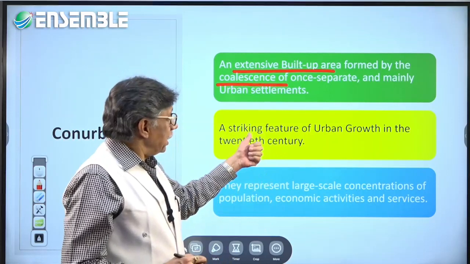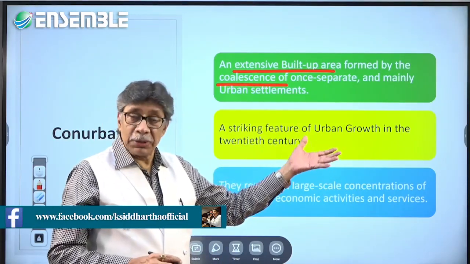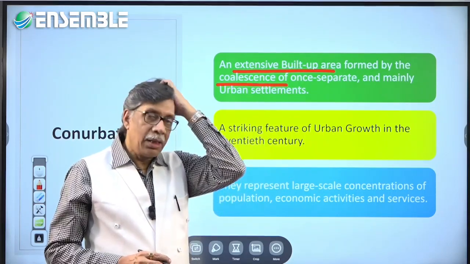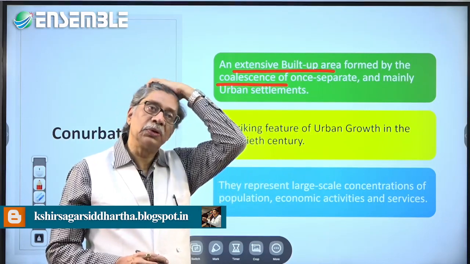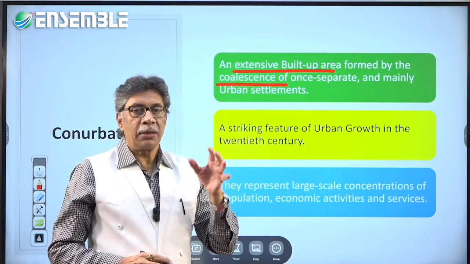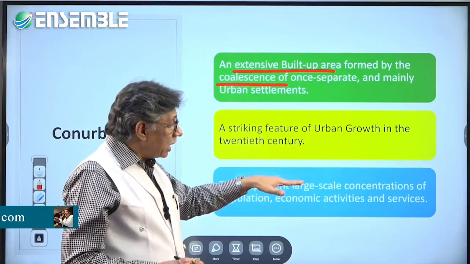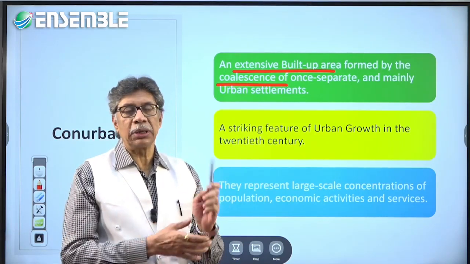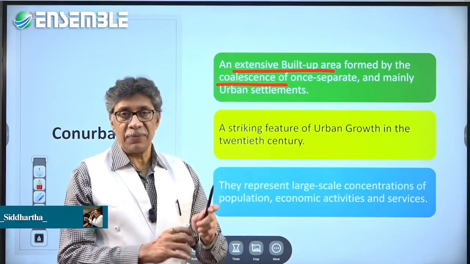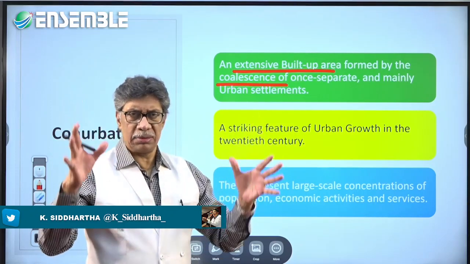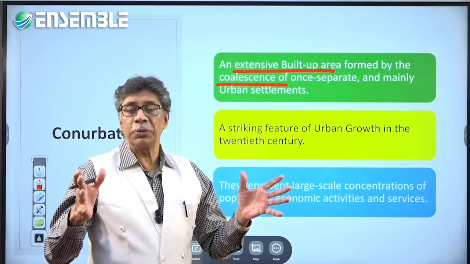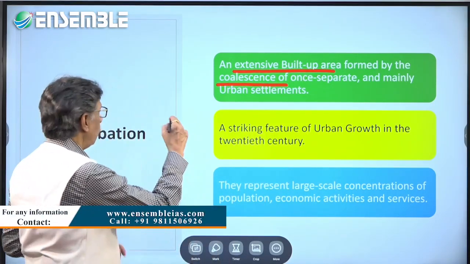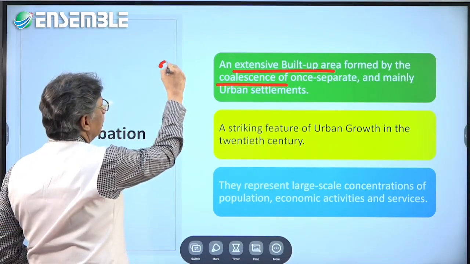That's one. This is a striking feature of urban growth that is taking place in the 20th century, and we are not talking about urbanization. Urban growth and urbanization are two different words, and their meanings are completely different. They represent large scale concentrations of population, activities and services as well. And when we talk about a large scale concentration of population, we are talking about big centers. The best example of conurbation that you will find in the whole world is what we are going to call Bowash. We are going to be using this name, Bowash.